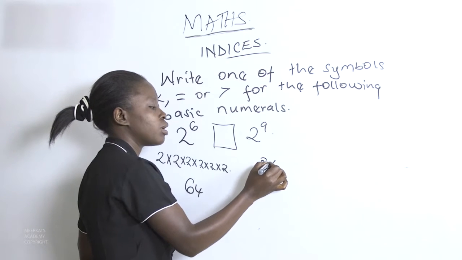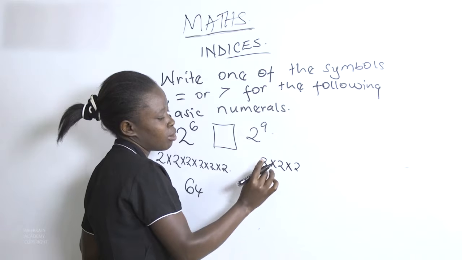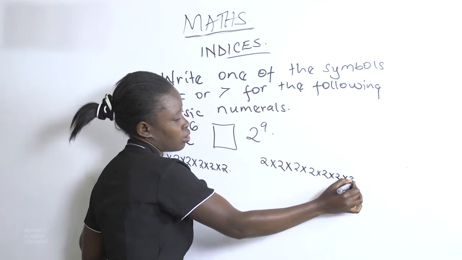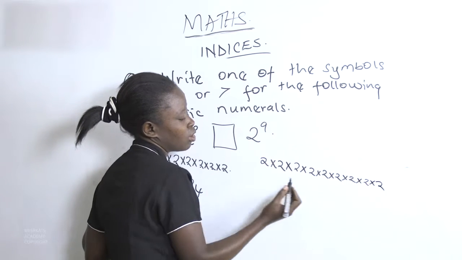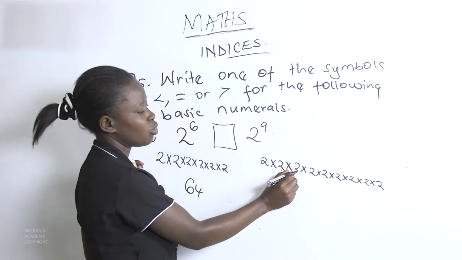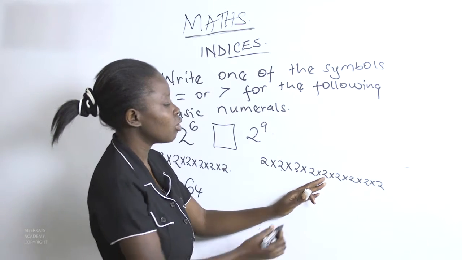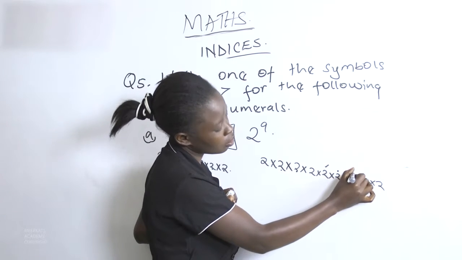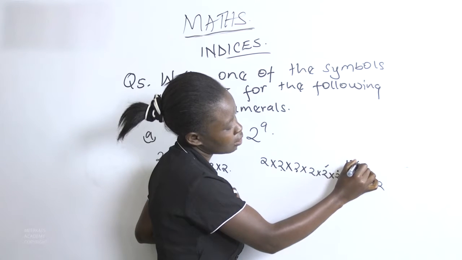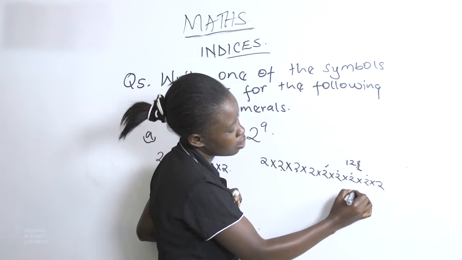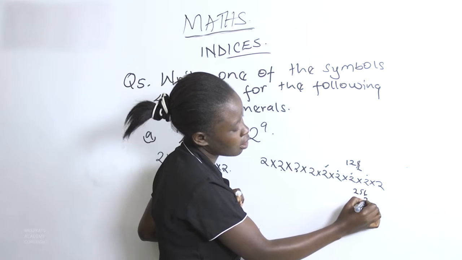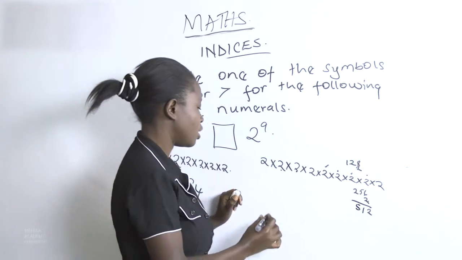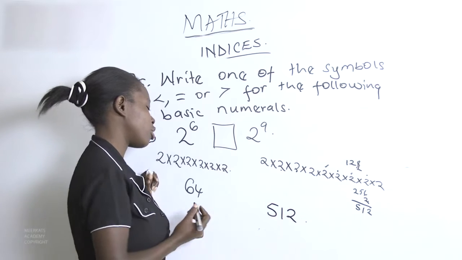Then 2 to the power of 9, my 2 has been repeated 9 times. So 2 times 2, 4 times 2, 8 times 2, 16 times 2, 32, 32 times 2, 64, 64 times 2, 128, 128 times 2, we have 256, 256 times 2, we have 512. So on this side we have 512.